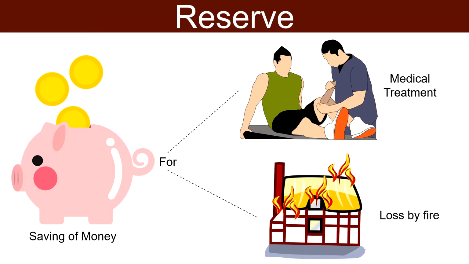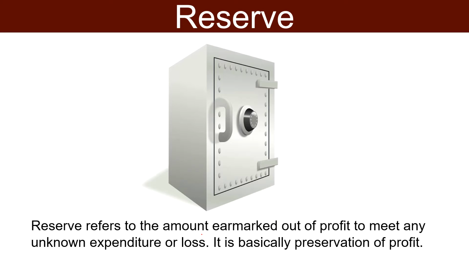So, let us look at its definition. Reserves are the amount earmarked out of profit to meet any unknown expenditure or loss. It is basically preservation of profit. It is an appropriation of profit or accumulated profit. It is not meant to cover any liability. Rather, it is kept in business to provide for certain future needs such as growth and expansion of business or to meet future contingencies. It must be noted that retention of profit as reserves will reduce the amount of profit available for distribution among owners.